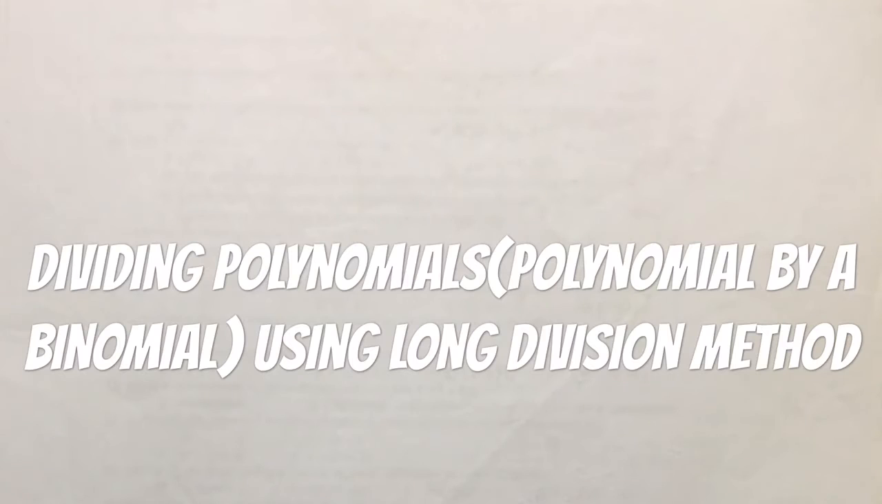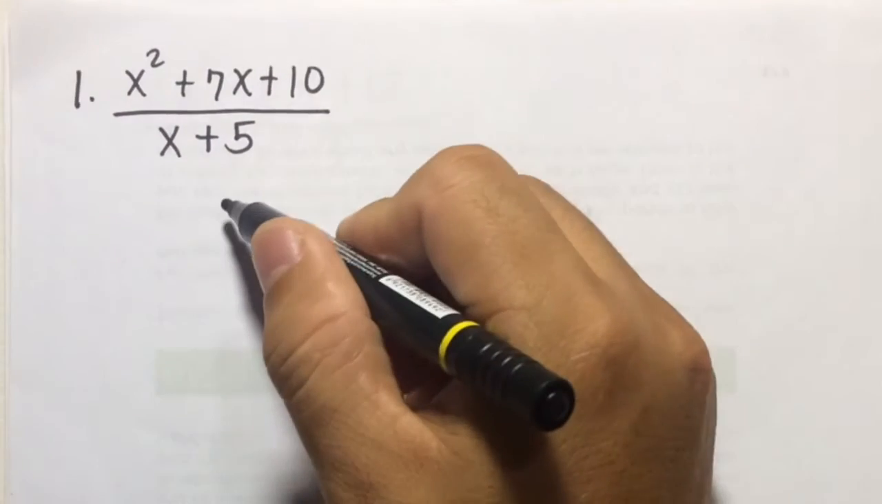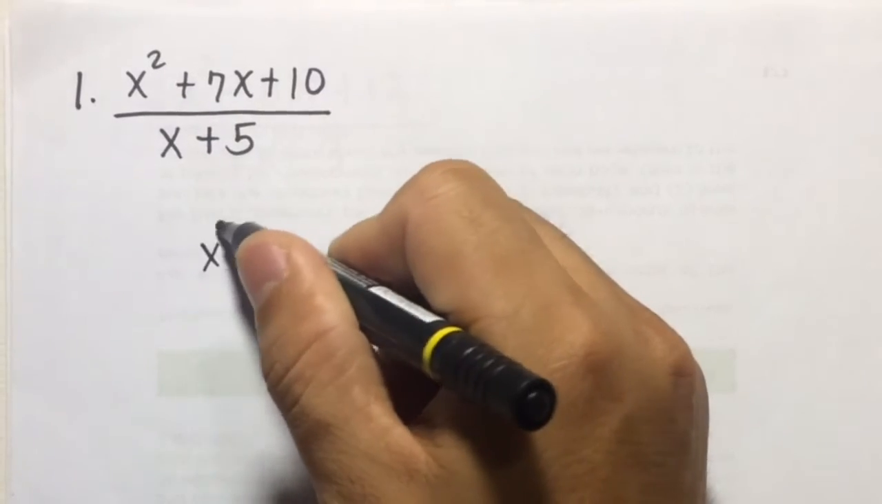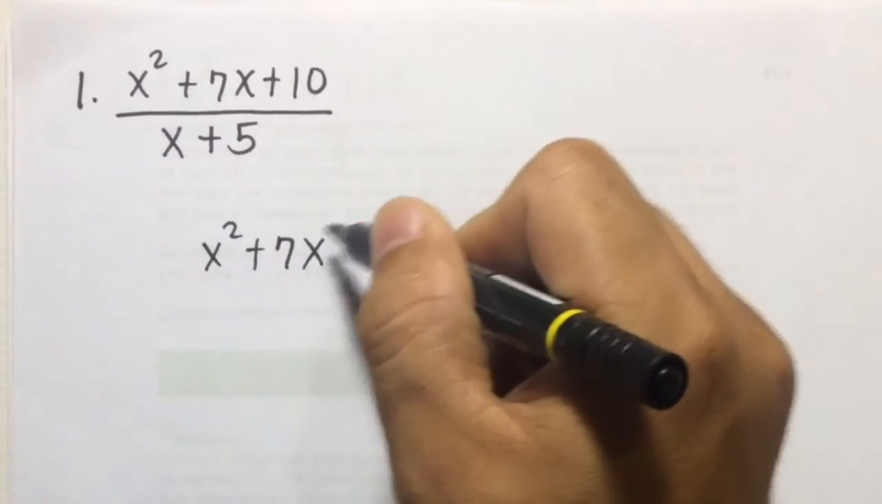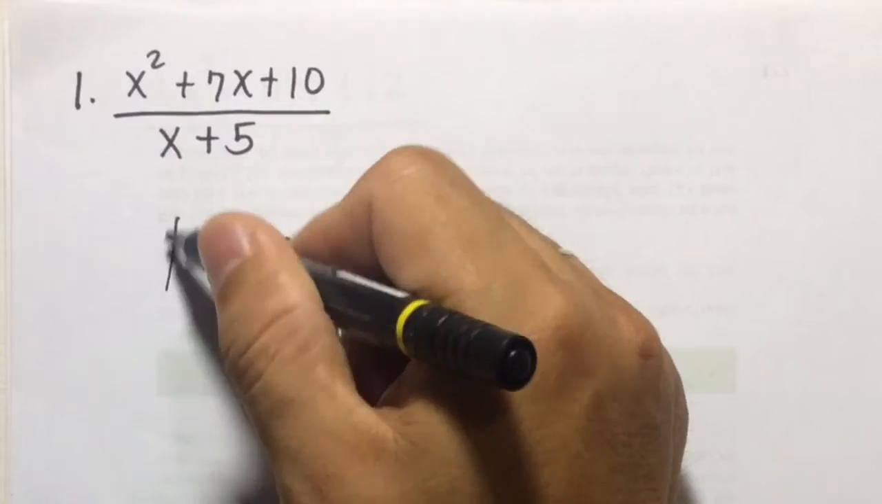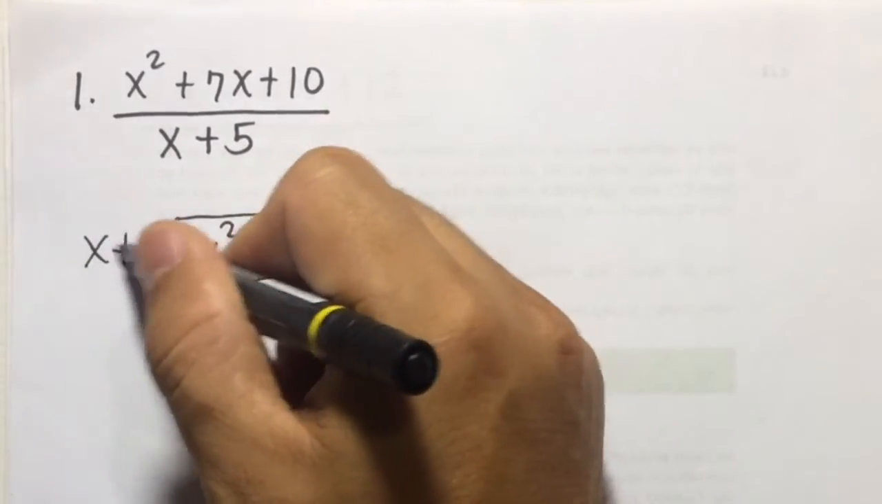Hi guys, so in this video I'm going to discuss dividing polynomials, that is, polynomial divided by a binomial using long division method. Example number 1, x squared plus 7x plus 10 divided by x plus 5. So we're going to use long division method. So we're going to have here x squared plus 7x plus 10 divided by x plus 5.